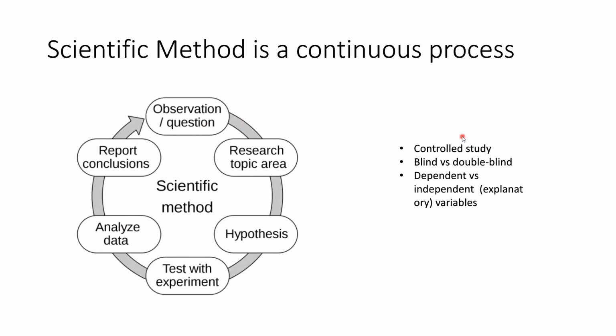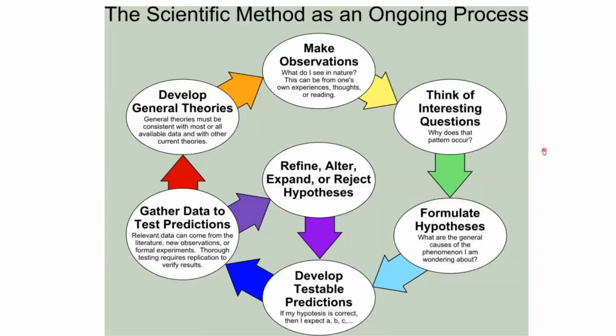And again, science isn't always going to follow all of these steps exactly like this, and those steps are obviously going to be different, but that's the general process we're looking at here. Depending on the experiment, you may hear things like a controlled study, blind versus double blind, often in pharmaceutical tests. We've also got dependent versus independent variables, and sometimes the independent variable will be referred to as an explanatory variable. I'll cover that in the next slide.